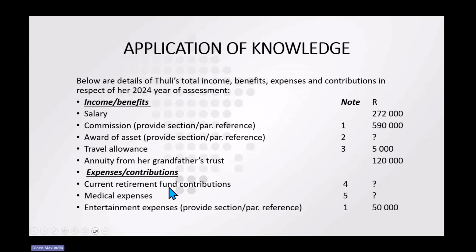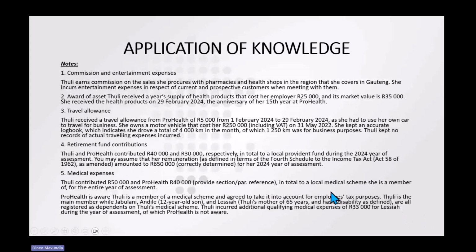They tell us that the current fund contributions are in note 4. Let's go there. Note 4, they tell us that Tuli and Pro Health contributed 40,000 Rand and 30,000 Rand respectively in total to a local provident fund during the 2024 year of assessment. You may assume that her remuneration as defined in terms of the 4th schedule to the Income Tax Act amounted to 650,000 correctly determined for her 2024 year of assessment. Why are they telling us about the 650,000 Rand? Why is this important to us?